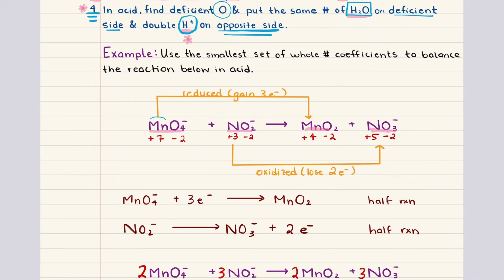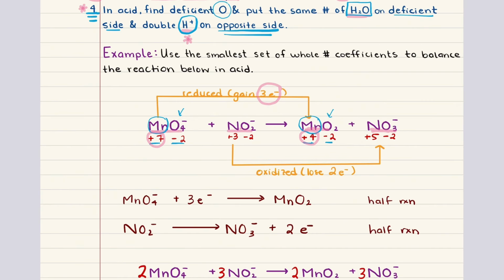In permanganate, manganese is +7 and each oxygen is -2. In manganese dioxide, the manganese is now +4. Each oxygen is still -2. That means manganese has gone from +7 to +4. Since the oxidation number is decreasing, manganese is gaining electrons, 3 specifically, and that is a reduction.